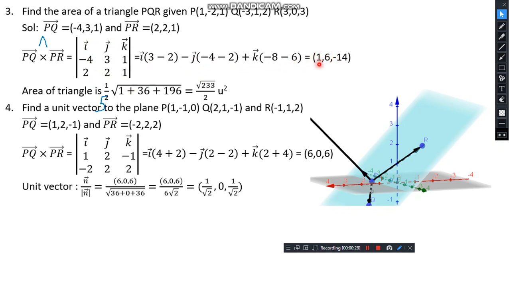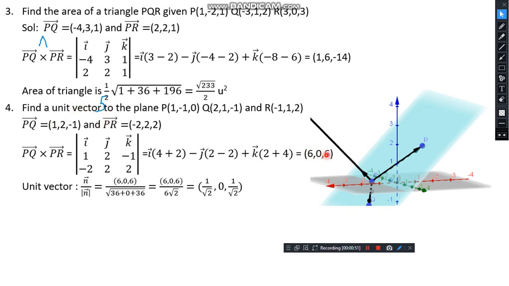You have this one. The area of the triangle is half the area of the parallelogram, so it's half into this value. Find the unit vector to a plane PQR. You need the unit vector perpendicular to the plane PQR. So here we do PQ and PR, we do the cross product. I want the unit vector of this one, perpendicular to the plane.